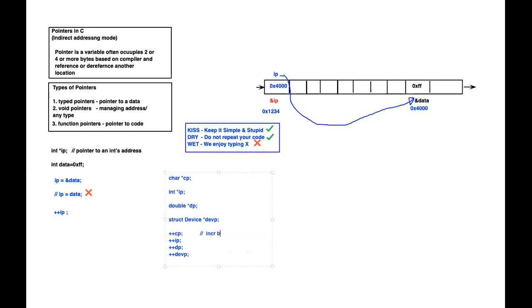Character is one byte. Correct. So IP is incremented by 4 bytes, considering a 32-bit machine. DP is incremented by 8 bytes. Double takes 8 bytes. Again, we are considering a 32-bit machine. In a 32-bit compiler, the size of an integer is 4 bytes.